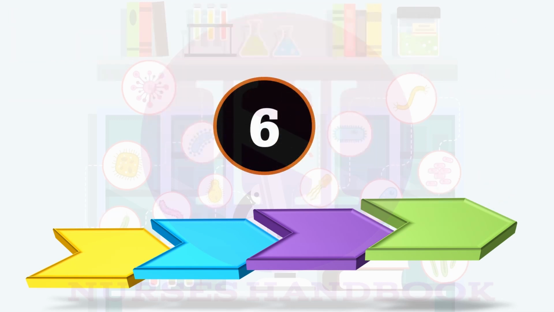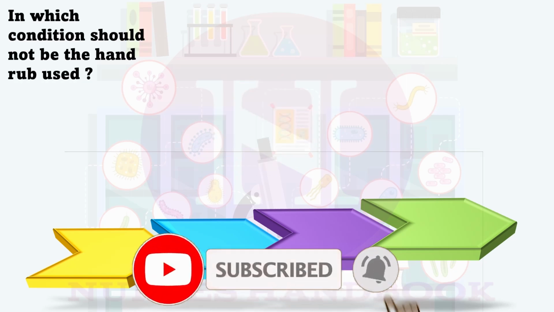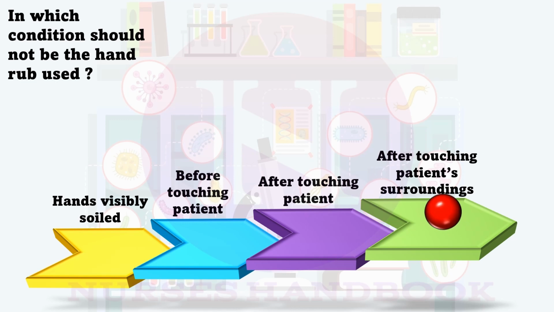Question number 6. In which condition should the hand rub not be used? Hands visibly soiled, before touching patient, after touching patient, after touching patient's surrounding. And the correct answer is hands visibly soiled.